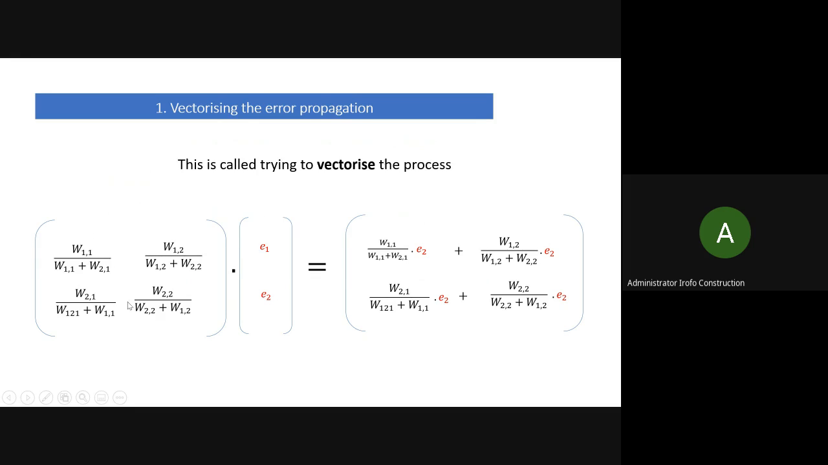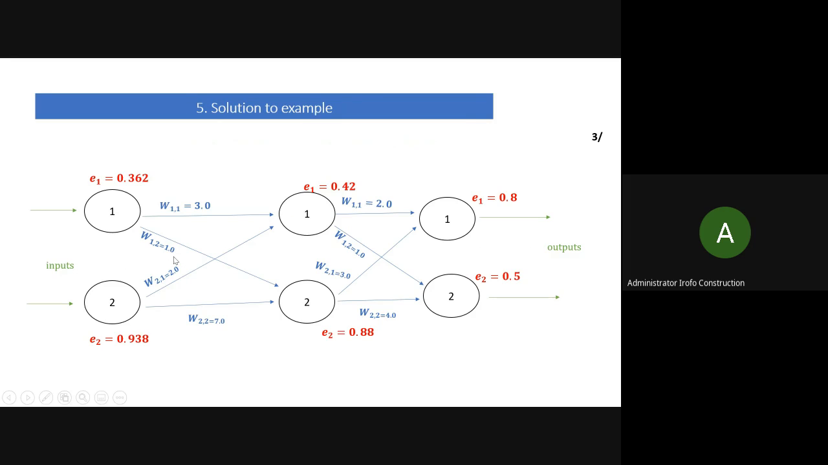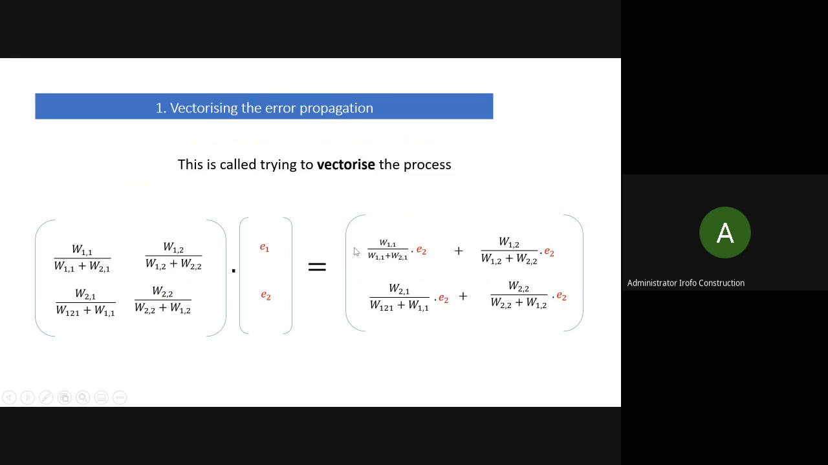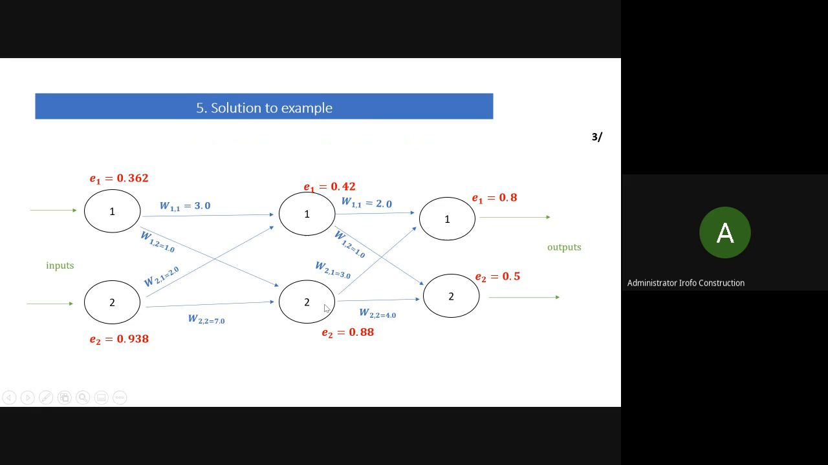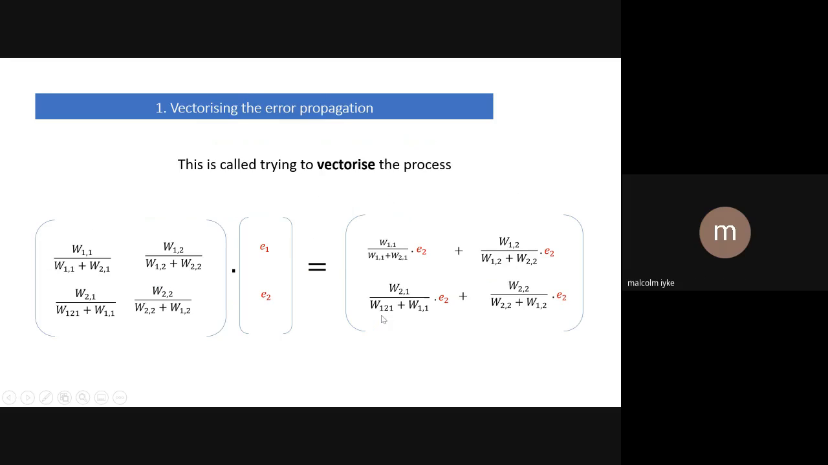Then the proportions are also in matrix form. On this row, these two proportions are going to the same node. You can just watch here. For this node, the links coming to it are W11 and W12, and you can see W11 and W12 are on the same row. Down here, the link weights coming to node 2 are W21 and W22, and they are also in the same row.